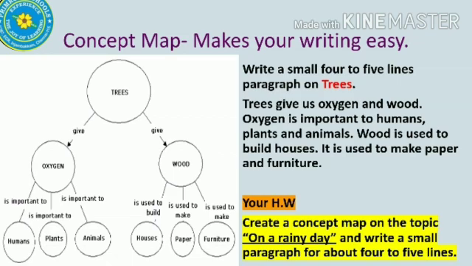So, before starting to write a paragraph, try to create a concept map for it. Organize your thoughts, then start to write your paragraph. Shall we do a homework to practice this writing technique, children? Create a concept map on the topic a rainy day and write a small paragraph of about 4 to 5 lines. All the best, dear children.